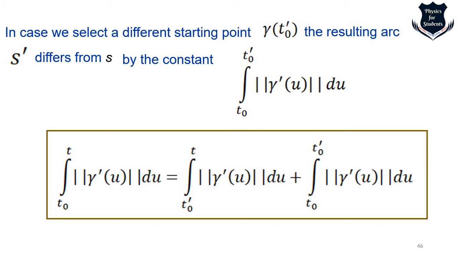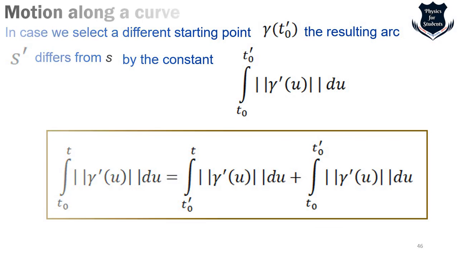So you see that t prime 0 going up. This is a small kind of integration. I think that things become much clearer. So if we had taken different starting points, the resulting arc is this. So that's how. Okay, so how do we define a motion along a curve?